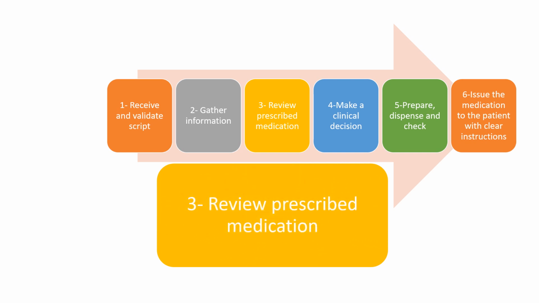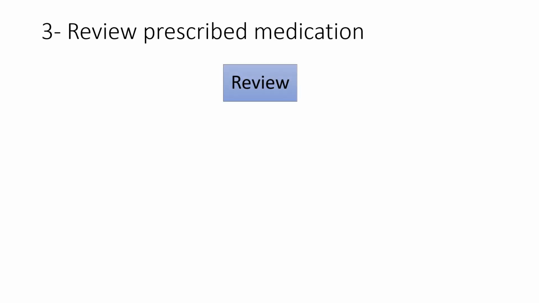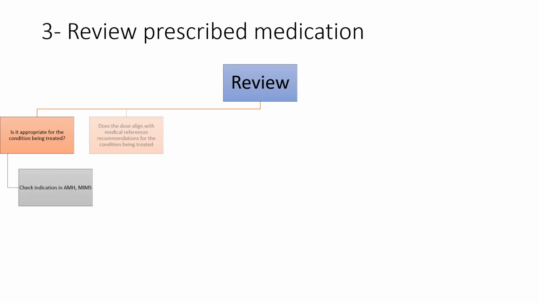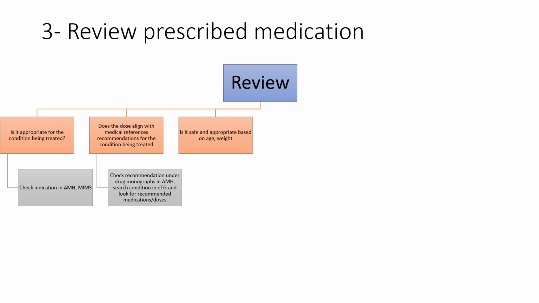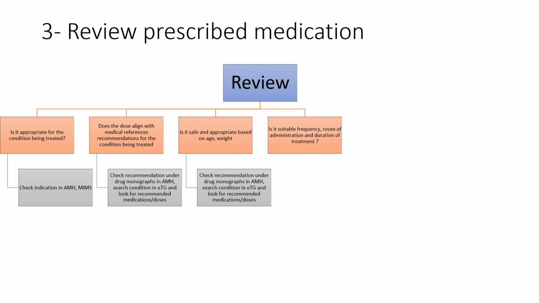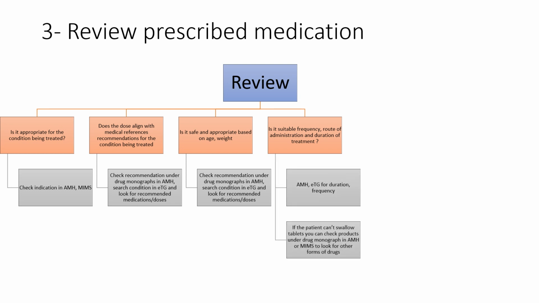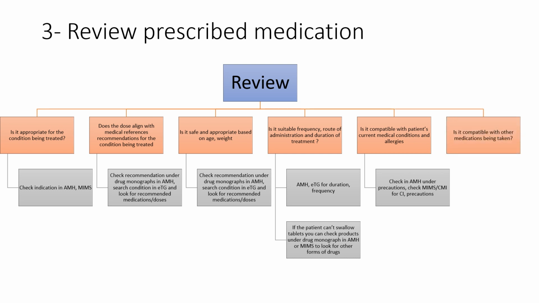Okay, so the next thing is we need to review the prescribed medicine to see if it's appropriate or not, and all the information we've gathered. So in your review, you need to consider the following. If it's appropriate for the condition being treated, if the dose aligns with the medical reference recommendations for the condition being treated, if it's safe and appropriate based on weight and age, for instance, if it's a suitable frequency, route of administration, and duration of treatment, if it's compatible with the patient's current medical conditions and allergies, and if it's compatible with other medications being taken.